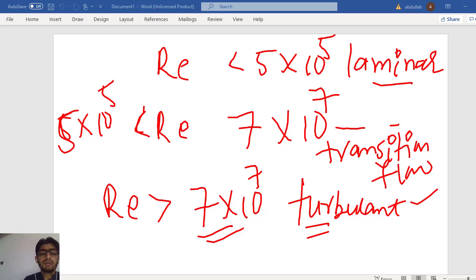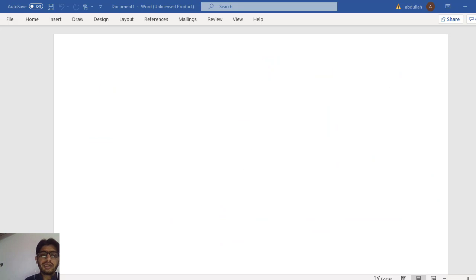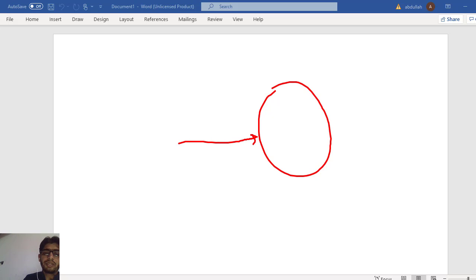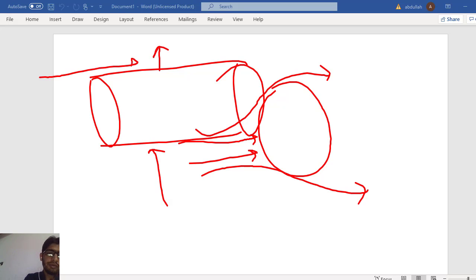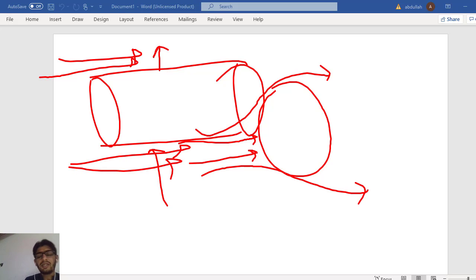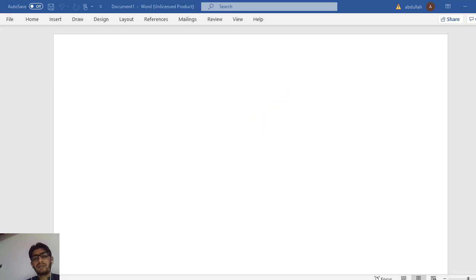So for the external flow the Reynolds number is different, and for the internal flow the Reynolds number is different. Similarly, for external flow, the fluid can also flow across a sphere, or similarly, the fluid can also flow across a cylinder. So this is all about external flow, and for the external flow the Reynolds number is different, and for internal flow the Reynolds number is different.